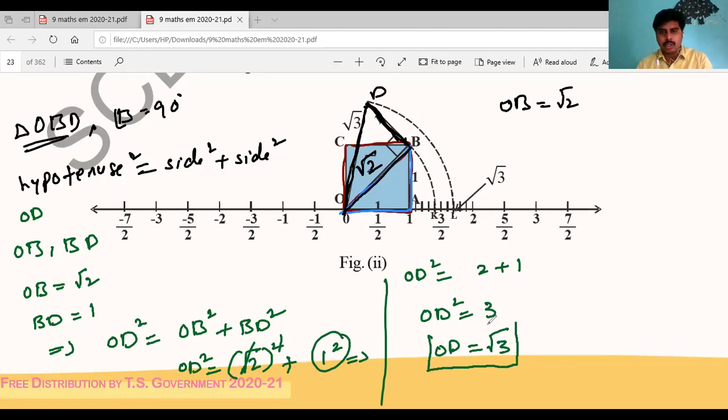Now we got root 3 here. So this OD is the root 3 length, right? Now with this length, we draw an arc on the right side of the number line. We get root 3. Suppose you draw an arc, see here you got point L. This point L is nothing but root 3 only. If you draw on the left side, you will get minus root 3. Okay.